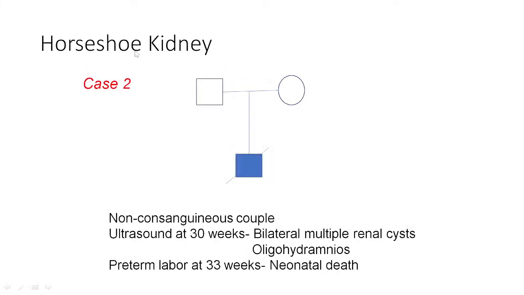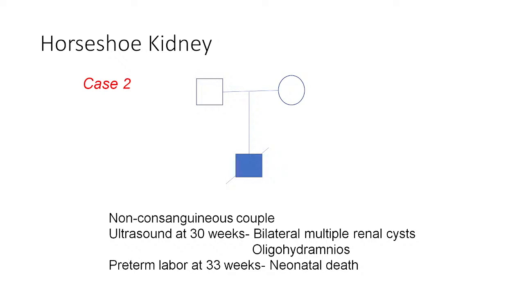Another common abnormality which we are able to see in the kidney in the phase of development is a horseshoe-shaped kidney, and they are non-consanguineous, and there can be bilateral multiple cysts with oligohydramnios. So, I am not discussing horseshoe kidney here, that is a different topic, but why am I touching on horseshoe kidney?